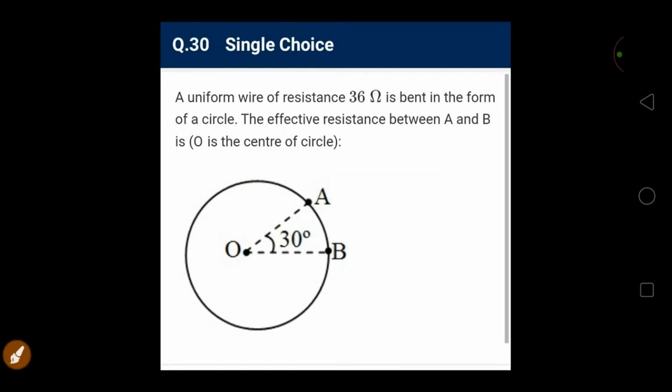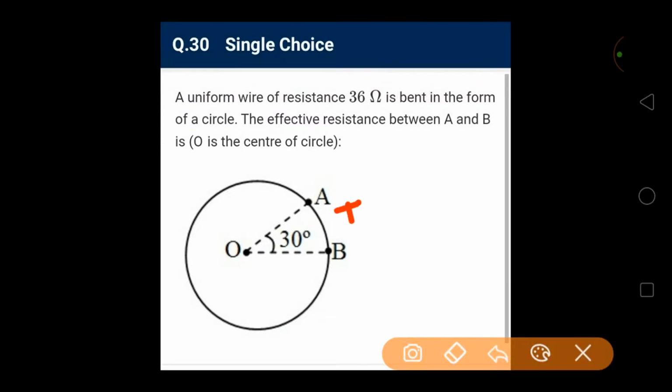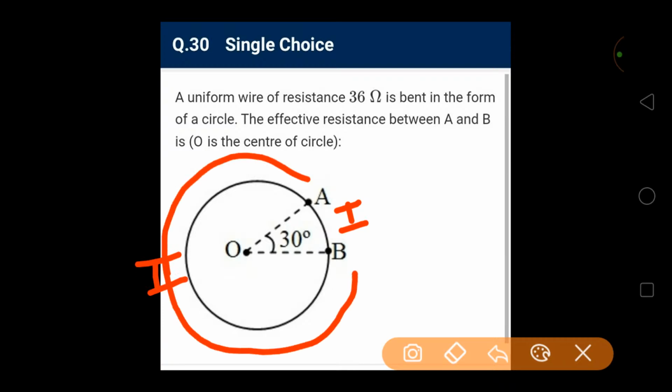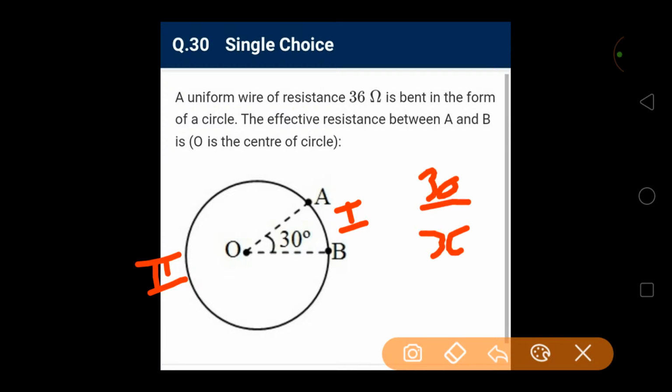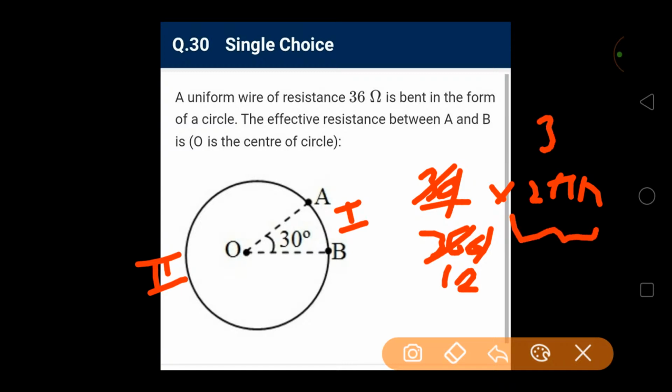Wire into two parts. First part is this and second part is this. This is the second part. This is the first part. Right? Now for the first part, we need to find the length. So 30 by 360 into 2 pi R. 30 means you can say 12. So what is 2 pi R? 36. So 12, 3s are 36. This is 3 ohm.